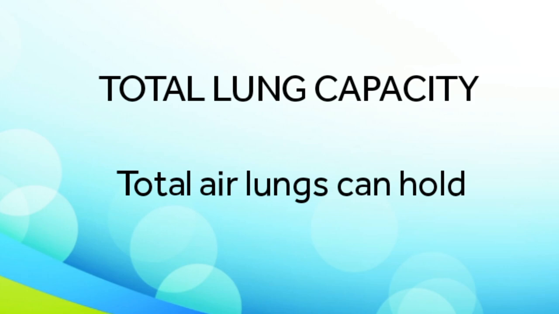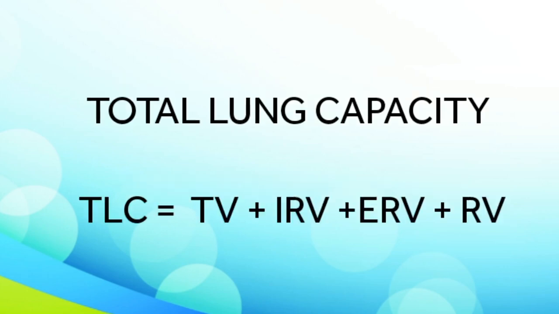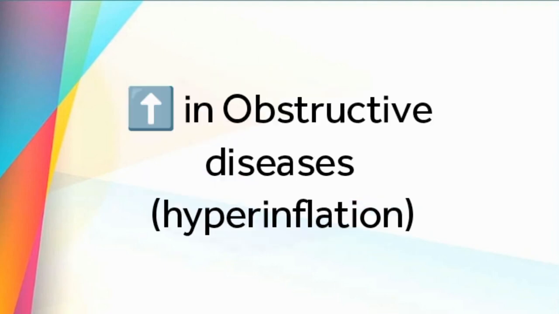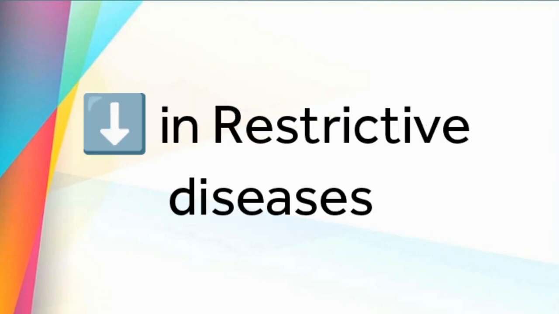Total lung capacity is the total air the lungs can hold. It includes all four volumes. It distinguishes between obstructive and restrictive lung pathologies. It increases in obstructive diseases with hyperinflation, and decreases in restrictive diseases.